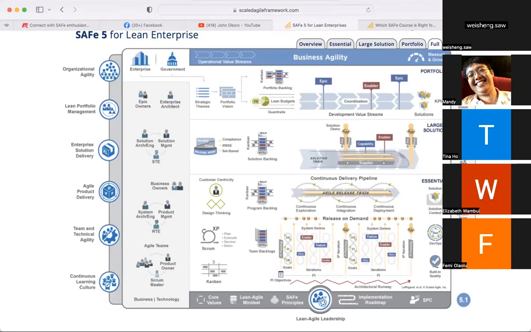Also Scrum and Kanban on the team level. DevOps, which some of you probably saw in the DevOps pipeline there. DevOps is also a part of this, and being able to use DevOps. So all of these are really parts of Scaled Agile.